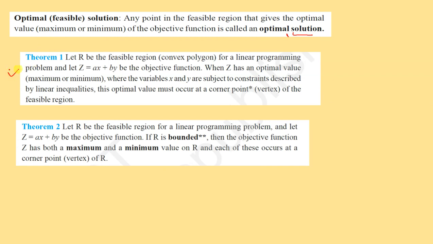The first theorem is: let R be a feasible region for a linear programming problem and Z equal to AX plus BY be the objective function. The theorem says that when Z has an optimal value, maximum or minimum, then this optimal value must occur at a corner point of the feasible region. अगर किसी ऑब्जेक्टिव फंक्शन की ऑप्टिमल वैल्यू एग्जिस्ट करती है तो वो कॉर्नर पॉइंट्स वर्टेक्स पर ही एग्जिस्ट करेगी.